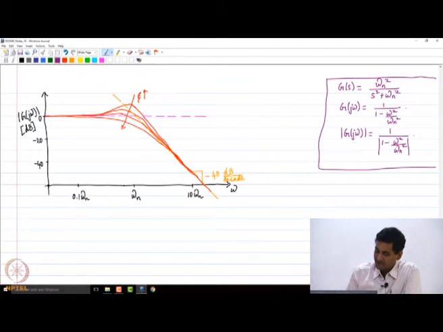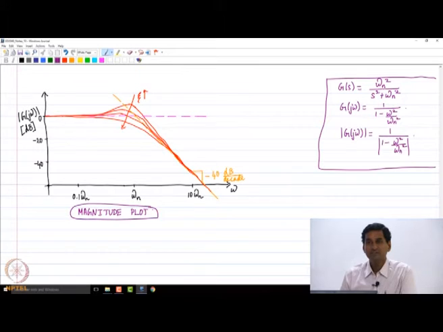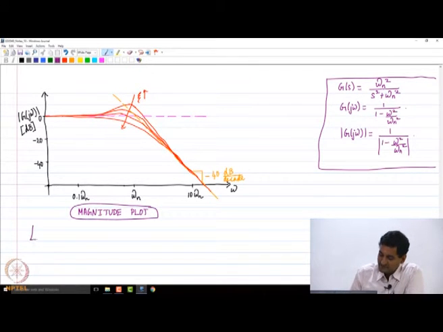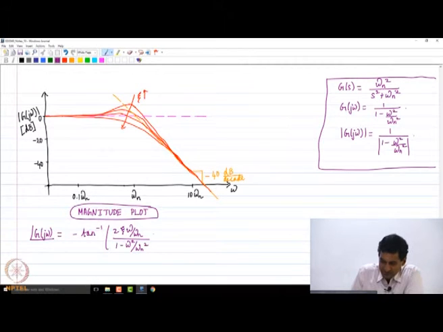So this is the magnitude plot of the second order term that we have been considering. Now, what about the phase? So please note that the phase of G of j omega was essentially minus tan inverse of 2 zeta omega by omega n divided by 1 minus omega squared by omega n squared.